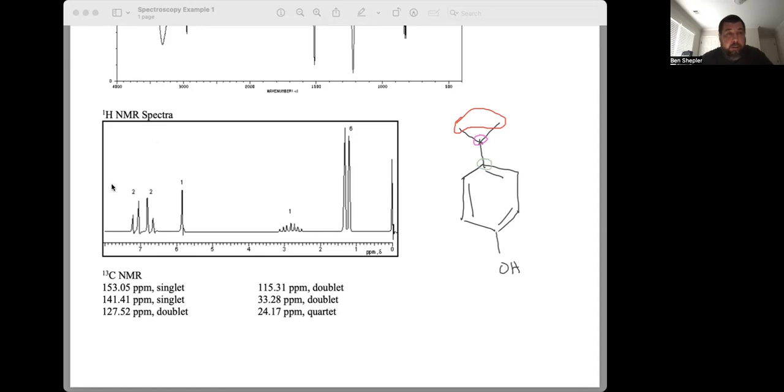And then this carbon down here would also be its unique signal. Is this carbon unique, or would it be identical to another one? It will be identical to another one. Yep, exactly right. So this carbon, it's a benzene carbon.